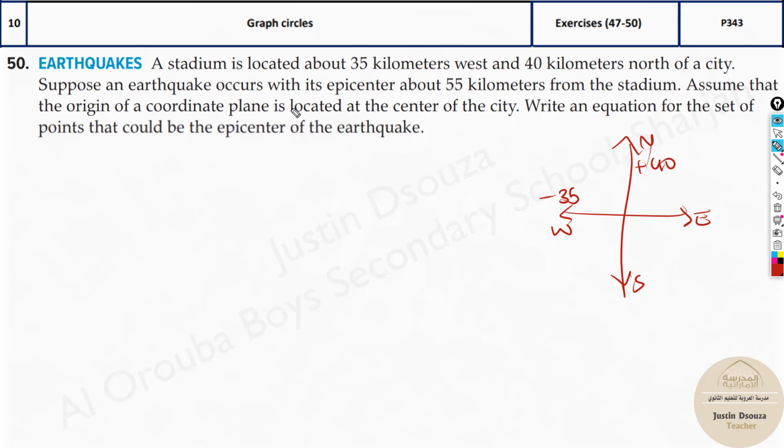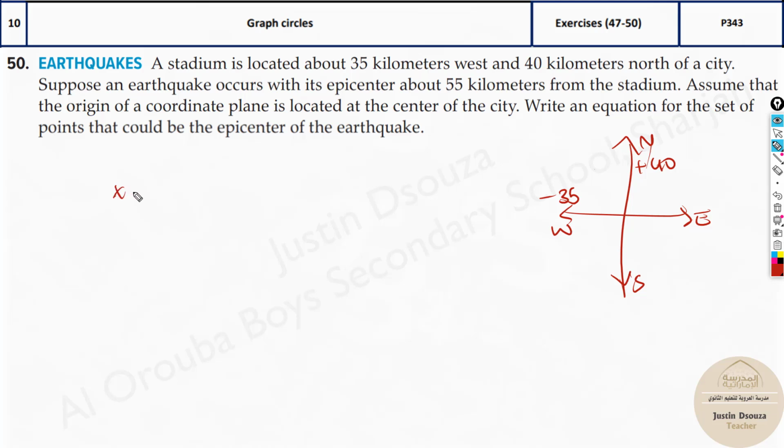Suppose an earthquake occurs with its epicenter about 55 kilometers from the stadium. Assume that the origin of the coordinate plane is located at the center of the city. Write an equation for the set of points that could be the epicenter of the earthquake. Basically what they mean is that's the radius, because they have given us the details of that particular stadium and it's 55 kilometers away, right? So that would be the radius.